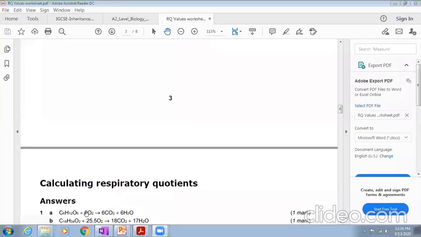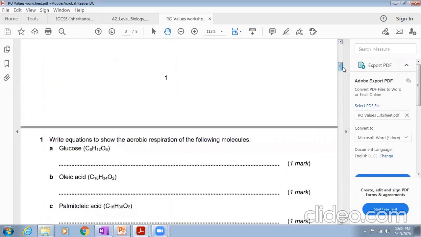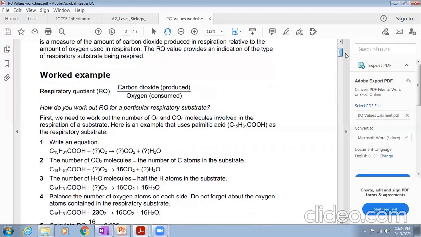Boys, if you follow the steps for oleic acid and balance it from both sides, you get 25.5 oxygen, 18 carbon dioxide and 17 water, and you put that in the equation. So in that equation, 18 divided by 25.5 will give you your respiratory quotient value, right? Same formula: carbon dioxide produced over oxygen consumed. It will give you the respiratory quotient for oleic acid.